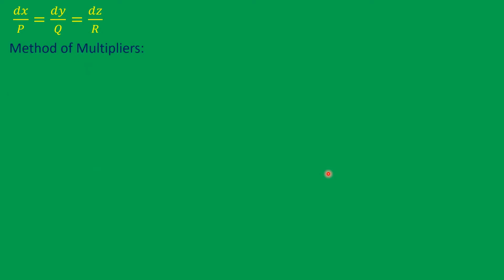There is one more method, the method of multipliers. Here we are going to use this property of ratios: if a by b is equal to c by d, then that ratio is equal to alpha times a plus or minus beta times c, divided by alpha times b plus or minus beta times d. So this property we will use here.